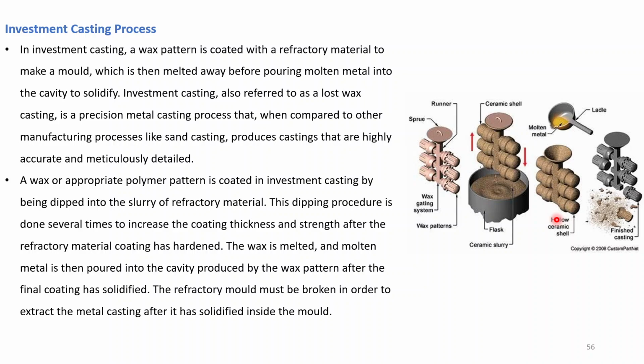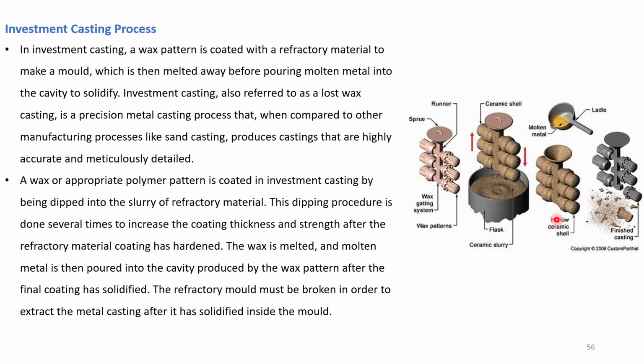Okay, now in this case, investment casting, a wax pattern is coated with a refractory material to make a mold, which is then heated away before pouring molten metal into the cavity to solidify. Investment casting, also referred to as lost wax casting, is a precision metal casting process that, when compared to other manufacturing processes like sand casting, produces castings that are highly accurate and meticulously detailed.